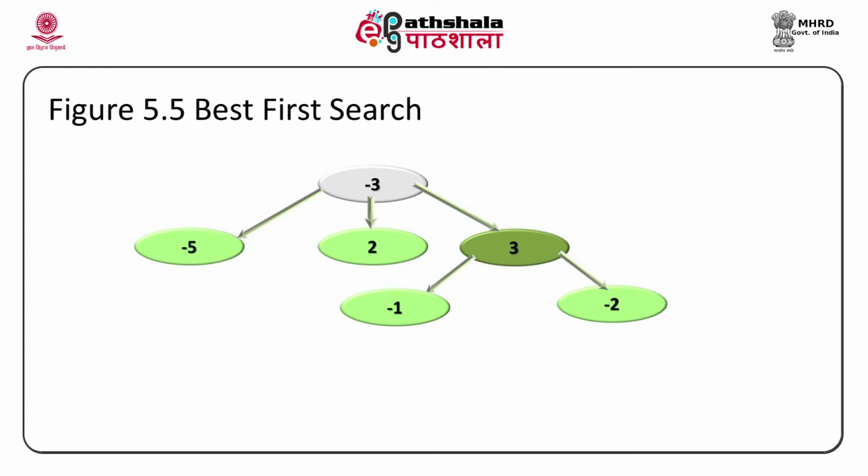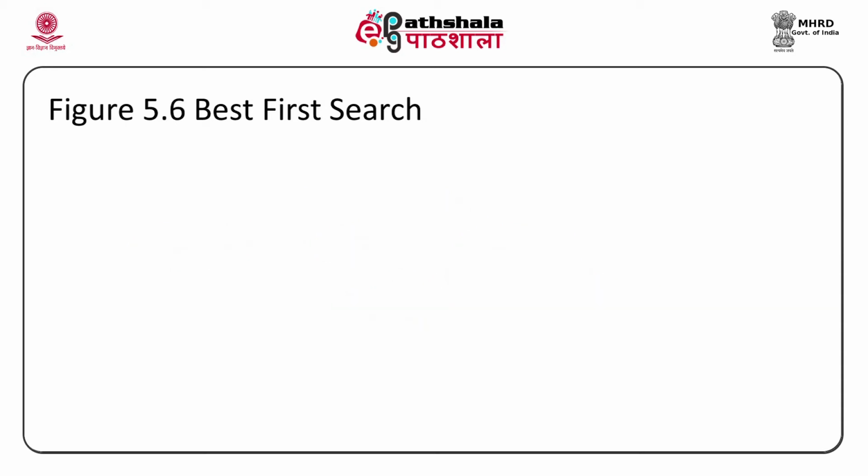You can see in the next figure, the slide, how best first search works. You have -3, then -5, -2 and 3 are the children. Now you can see that there is a node -3 which is explored, and 3 which is being explored right now. -5, 2, -1 and -2 are yet to be explored, so they are part of the unexplored nodes.